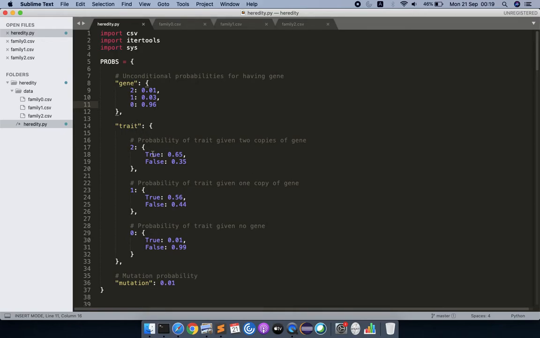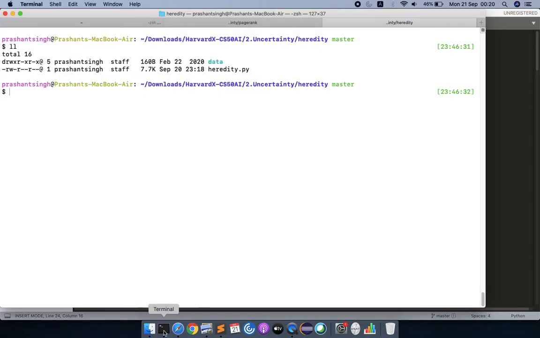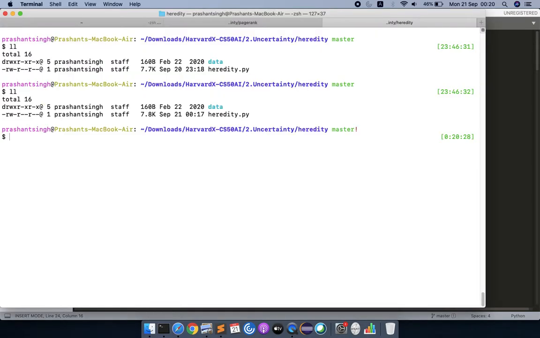And this tells that, given that a person has two copies of that gene, his probability of showing the hearing impairment is 65%. Which makes sense. So you can verify yourself the other data and whether it is making sense or not. Now I will show the output.